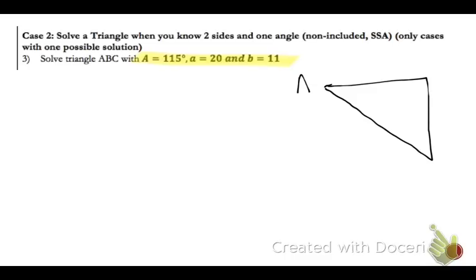Let's call this one A. This angle is A, so this side is little a. We'll call this angle B, and so this side will be little b. And this one's C, and this one will be little c. We know that angle A is 115 degrees. I definitely did not draw my triangle right, but that's okay. And side A is 20, and side B is 11.